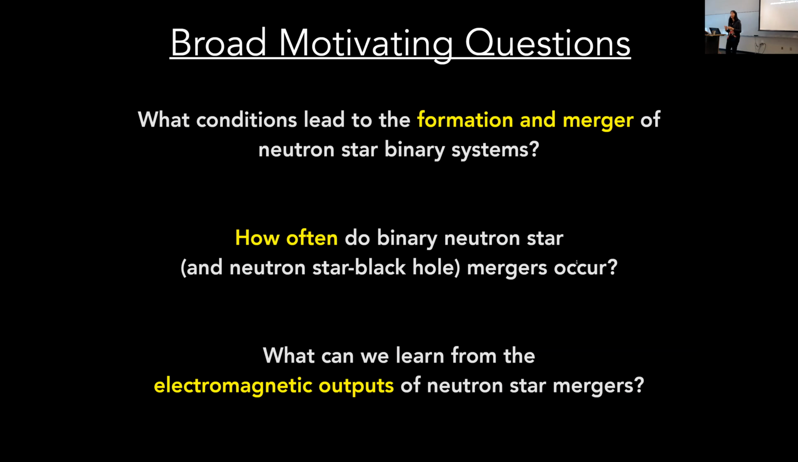For every 1,000 core collapse supernovae, there might be one neutron star merger or one neutron star black hole merger. But pinning down how often they occur, even if they're rare, is important for understanding the evolution of binary systems. And finally, one of the hottest topics: what can we learn from their electromagnetic outputs? As I've shown you, seeing them in all colors can tell us a lot about the physics of these explosions.